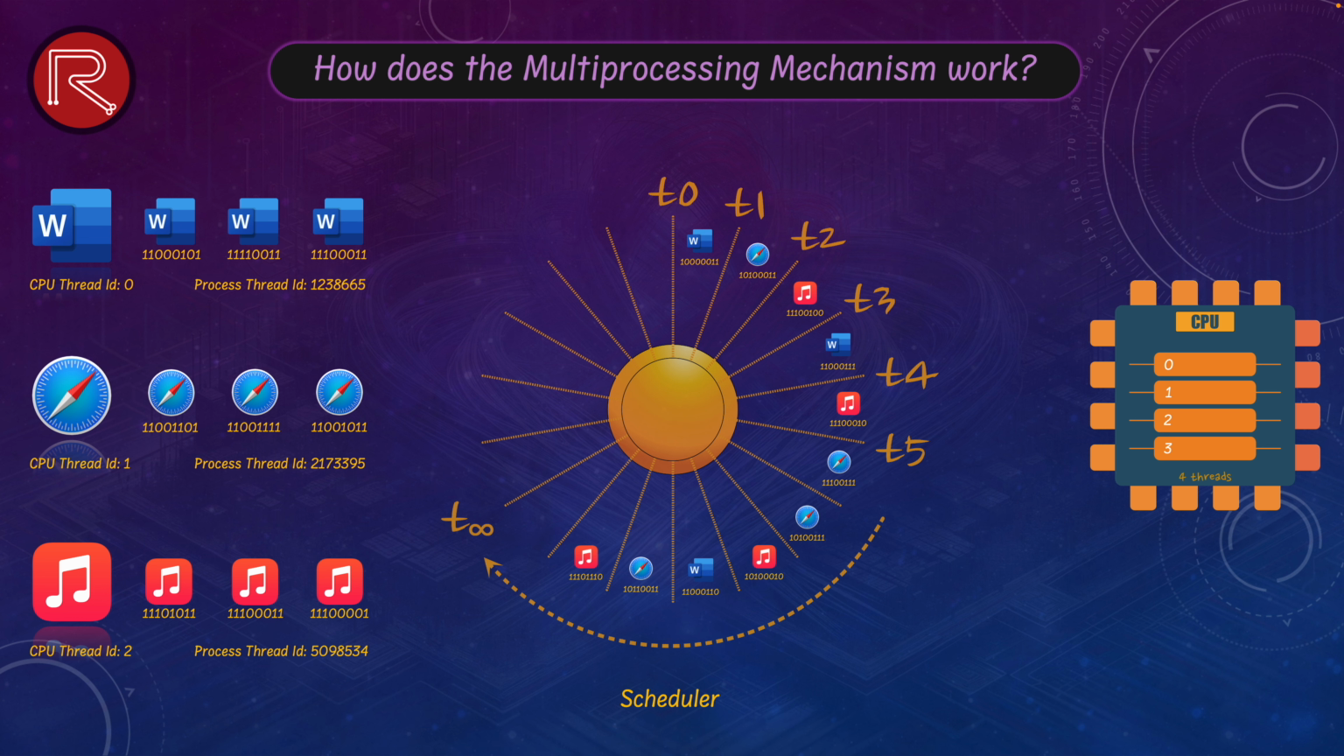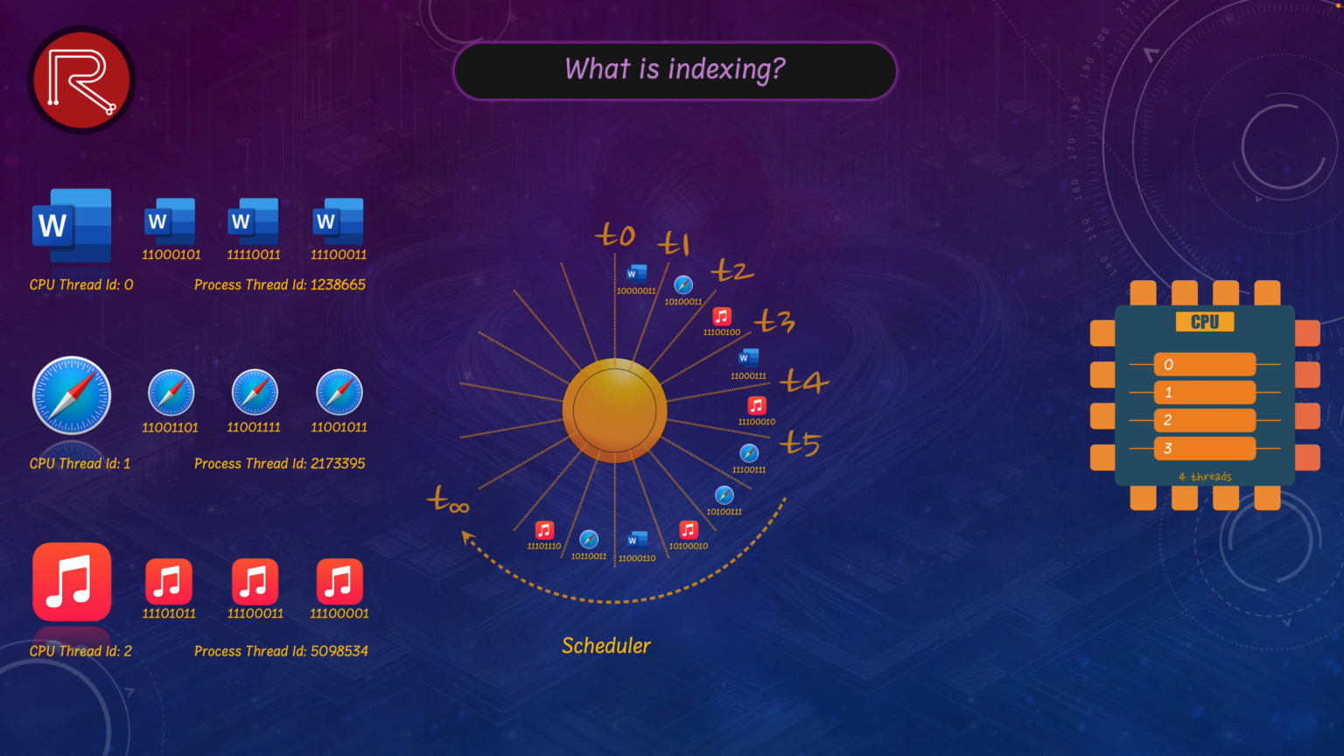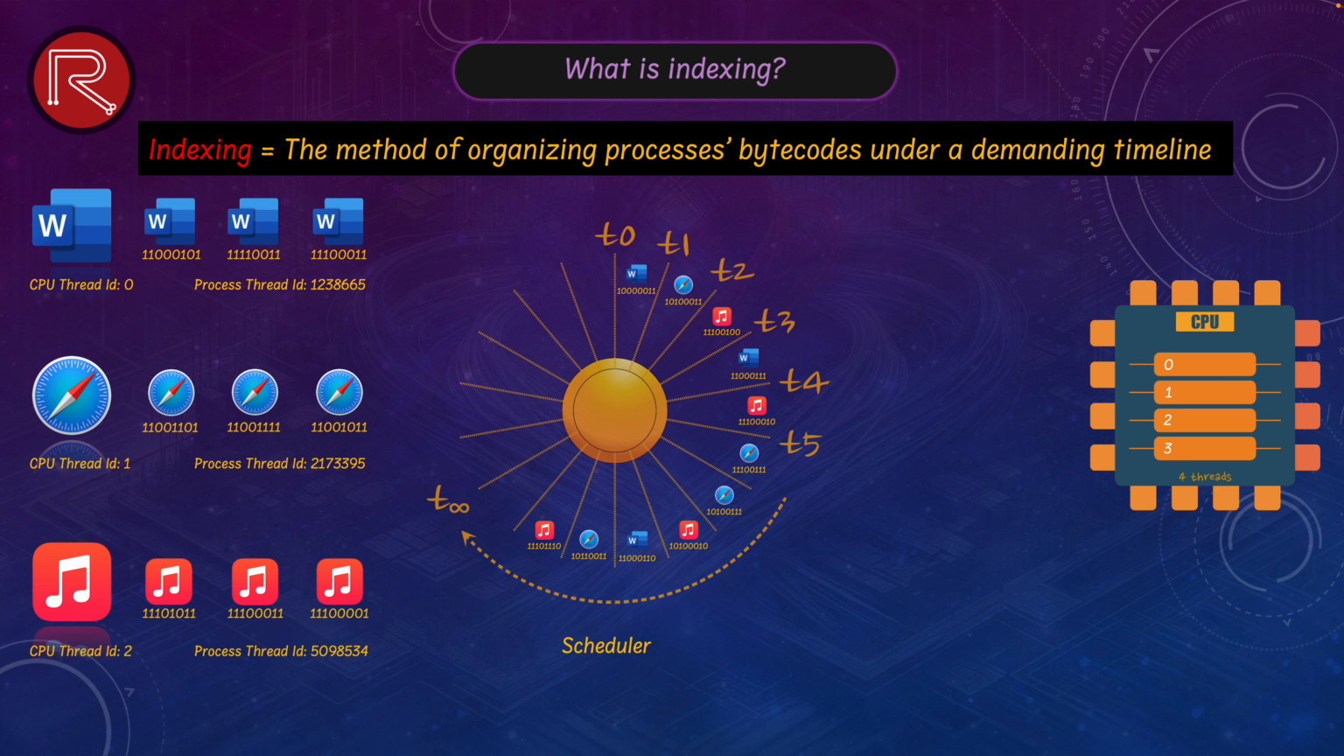The decision on the order in which bytecode is processed is based on priority. Notice how the chunks of bytecodes are now organized and waiting to be executed at a defined time. The method of organizing executable bytecodes under demanding timelines is called indexing.